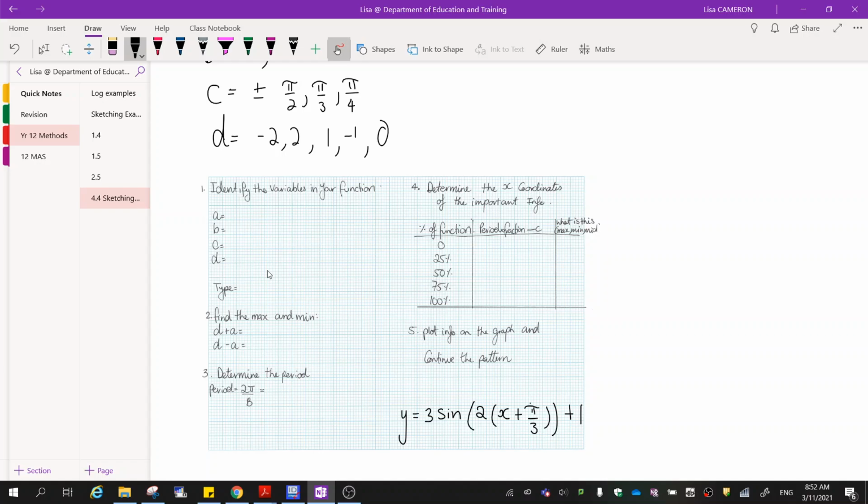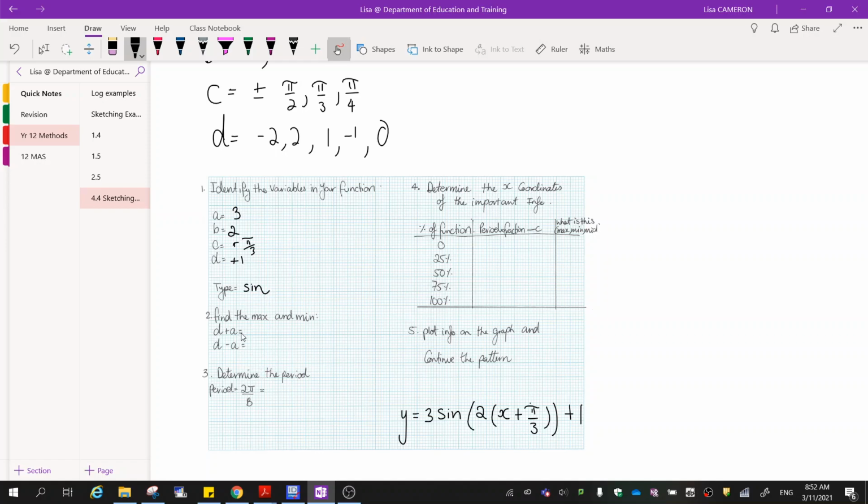So now each of you should have a sheet in front of you that looks like this. Once you've stated it in this form, you can start manipulating it over here. So I'm going to first identify all the variables that I'm using in my function. So a is going to be equal to 3, b is going to be equal to 2, c is positive pi on 3, and d is going to be +1, and the type is a sine graph.